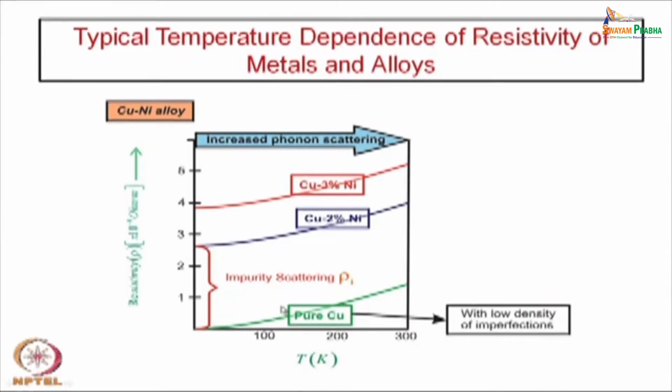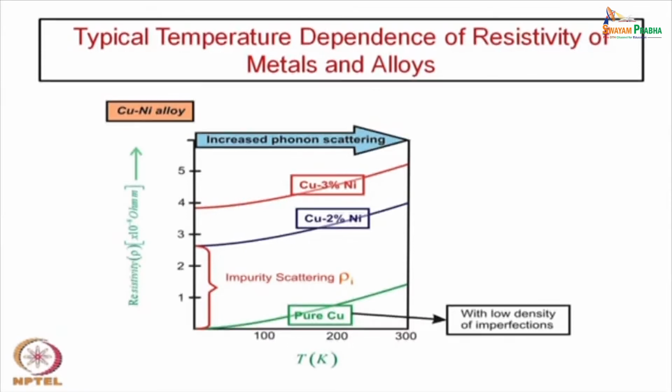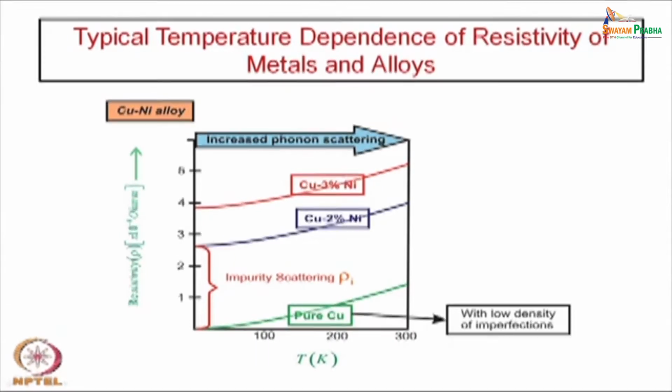So, the impurity effect is almost independent of the temperature, and the temperature effect is also independent of impurity, and it is proportional to the impurity content. So, the higher the impurity content, the more solute atoms are put in the alloy, the more the resistance change. Compared to pure copper, the copper nickel alloy with either 2% or 3% nickel has an increased resistivity or increased resistance. So, this is what they say, the increased phonon scattering.